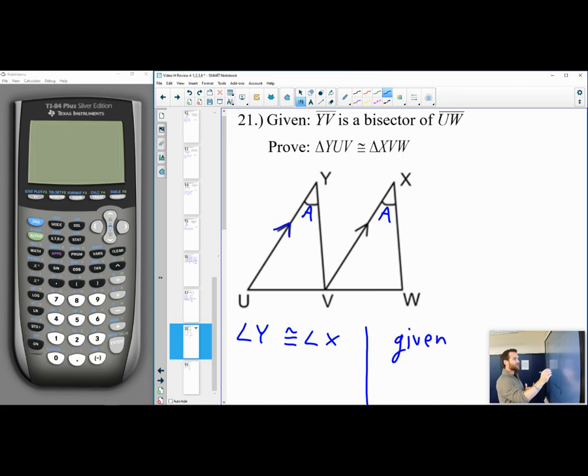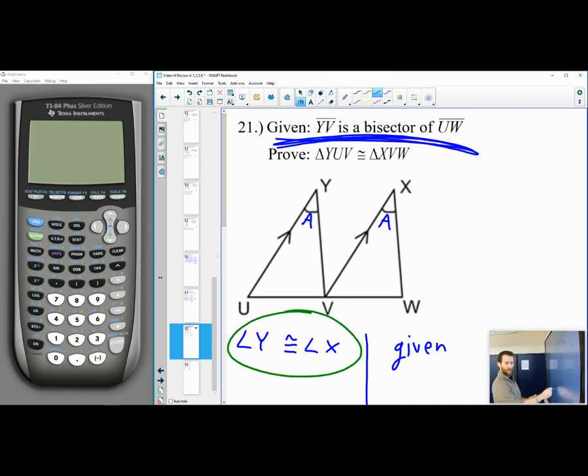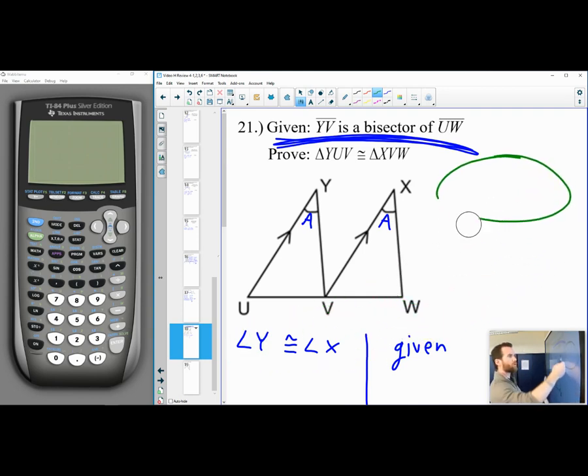They're also giving us 2 arrows, but remember, arrows do not mean they're congruent. It means that they're parallel. So we probably need to use those parallel lines at one point. Let's go back to this given statement before I forget about it. Essentially we only have 1 pair right there, and we know we always need 3. So we've got to find 2 more pairs.